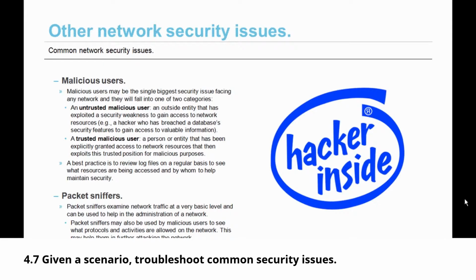Packet sniffers are also a security issue. Packet sniffers examine network traffic at a very basic level and can be used to help in the administration of a network. But packet sniffers may also be used by malicious users to see what protocols and activities are allowed on the network. This may help them in further attacking the network.